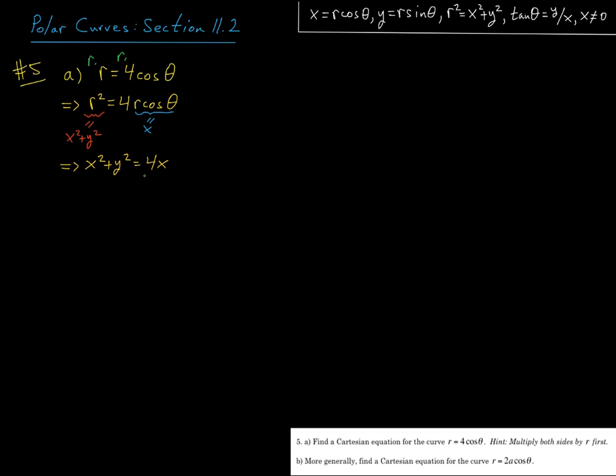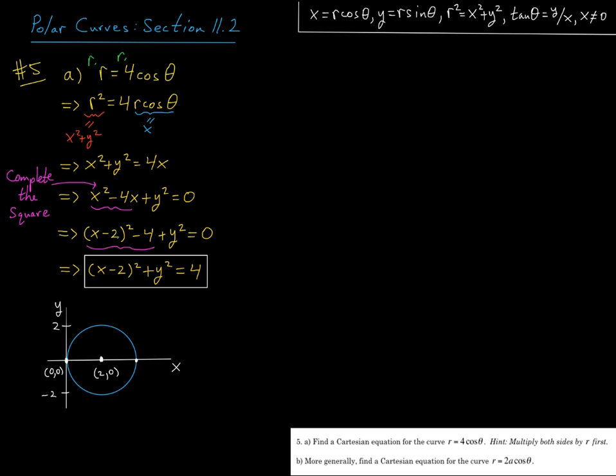Now I'm going to go ahead and rewrite this equation so it's in a more recognizable form. So I'll start out by subtracting 4x from both sides, and then I'll go ahead and complete the square on this quadratic expression in x. Okay, so I'm going to replace x squared minus 4x with quantity x minus 2 squared minus 4. And then I'm going to add 4 to both sides of this equation, and this gives us a Cartesian equation for the circle of radius 2 centered at the point (2, 0). You see that circle down here.